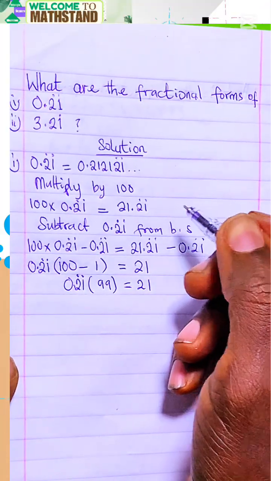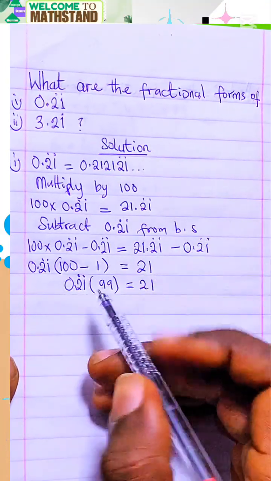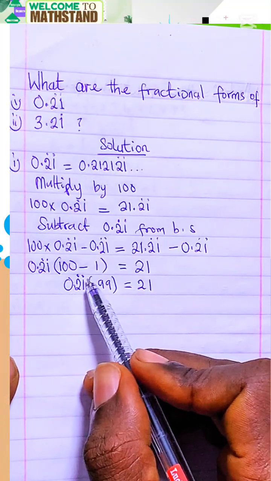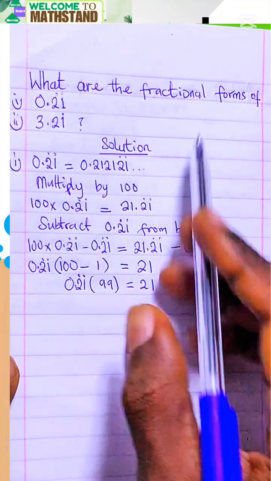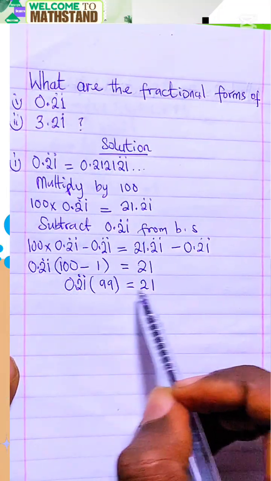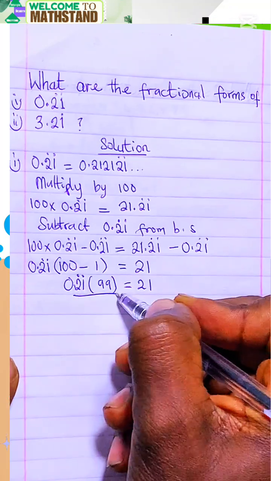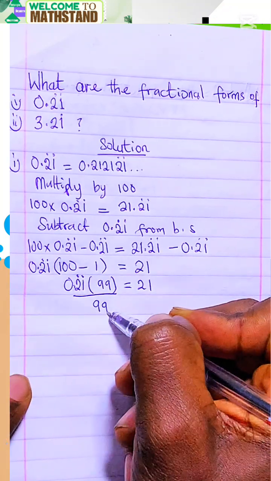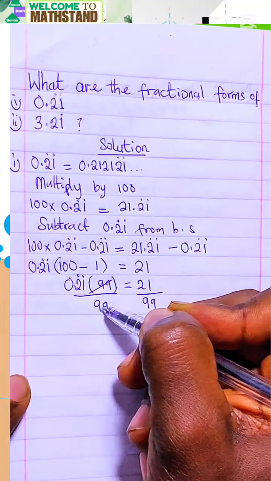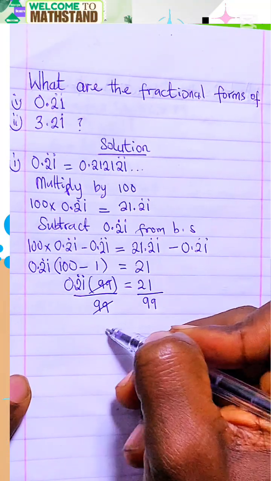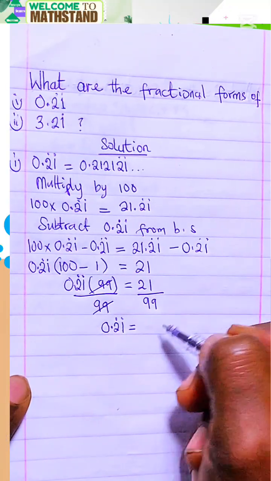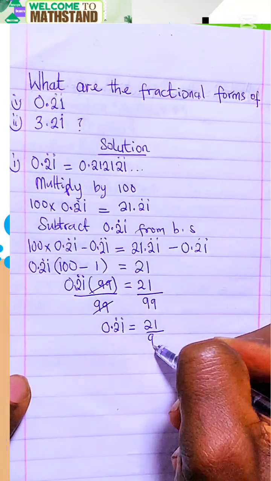I hope you guys are following. So at this point, remember, we are looking for this 0.21 with recurring 21 expressed in a fractional form. So at this point, there's something that you need to do. We have to divide both sides by 99 so that 0.21 can stand alone. So that is what we've just done. 99 is up here. We divide the one that's down. So now 0.21 comes down, stands alone, and then we have this fractional form of that.